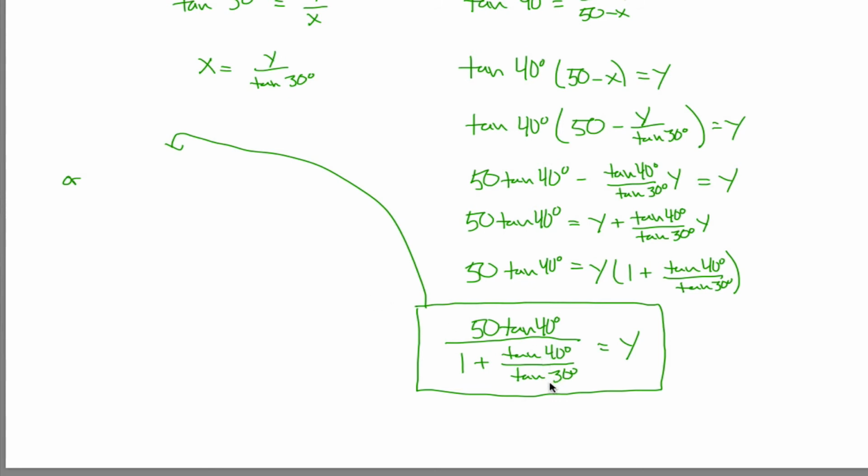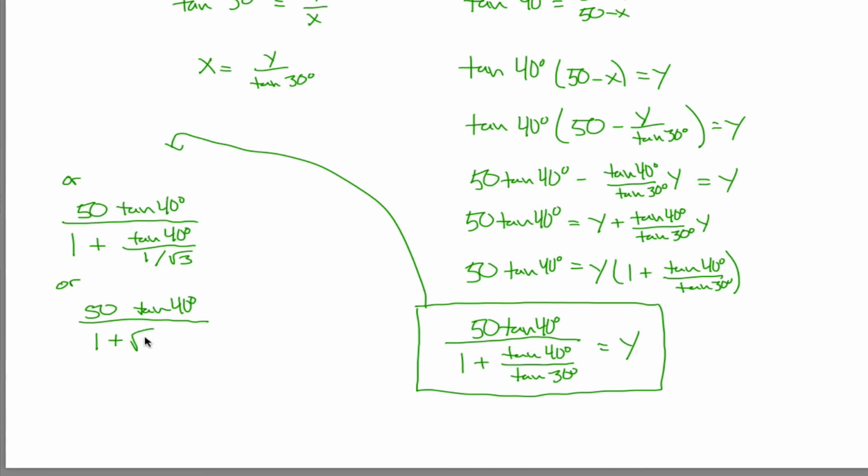Let's see. One thing I know is that the tangent of 30 degrees is 1 over root 3. So this is 50 tangent of 40 degrees divided by 1 plus the tangent of 40 degrees divided by 1 over the square root of 3. And that's because the tangent of 30 degrees is the sine of 30 degrees over the cosine of 30 degrees, and the sine of 30 degrees is 1/2, and the cosine of 30 degrees is root 3 over 2, and if you simplify that whole thing, you get 1 over root 3. But tangent of 40 degrees divided by 1 over root 3 is the same as root 3 tangent of 40, giving 1 plus root 3 tangent of 40.